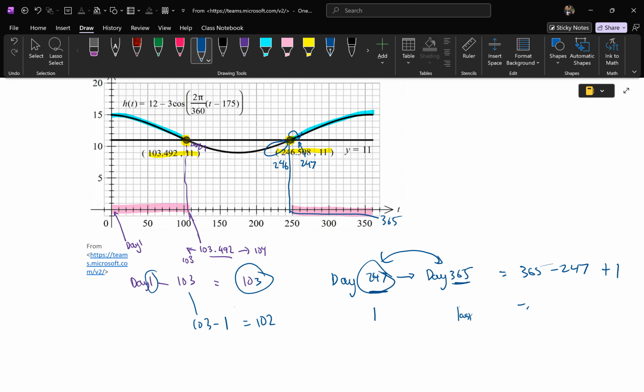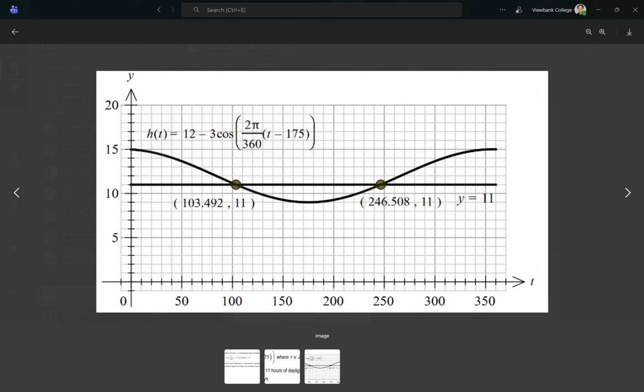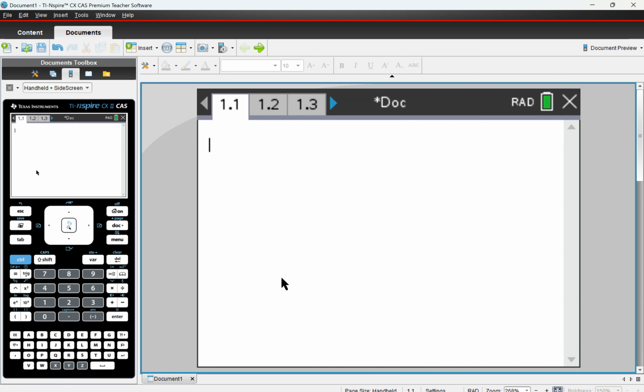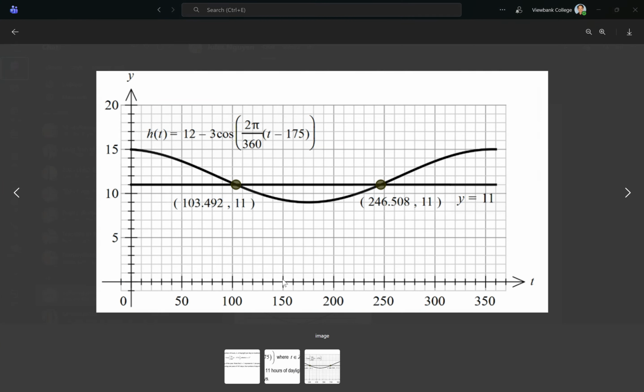the day 247. And that's why on the calculator, when you calculate it, let me just do it again. So we knew it was 103 days for the first interval, plus now 365 minus 247, and then you got a plus 1 to include that first day. Otherwise, you're missing out 1 day. And that's how you get 222. Okay?